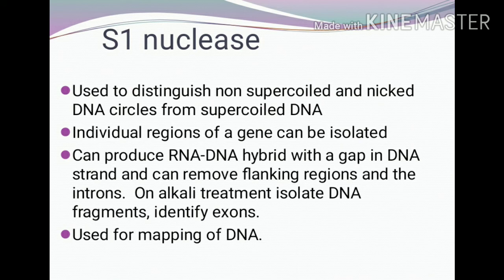Uses: to distinguish non-supercoiled and nicked DNA circles from supercoiled DNA. Individual regions of a gene can be isolated. It can be used to produce an RNA-DNA hybrid with a gap in the DNA strand, and we can remove the flanking regions and the introns. On alkali treatment, the RNA is removed and we can isolate the DNA fragments, thereby identifying the exons. It is also used for mapping of DNA.